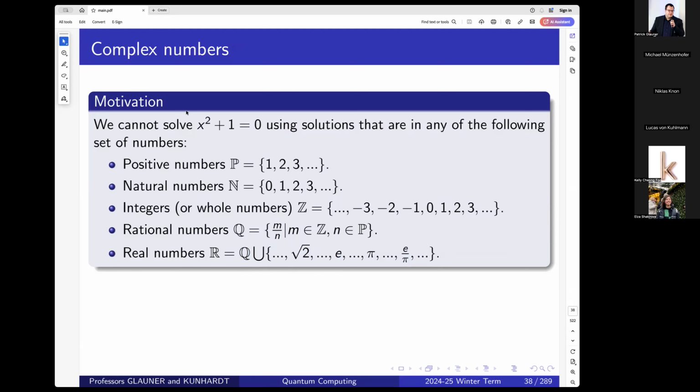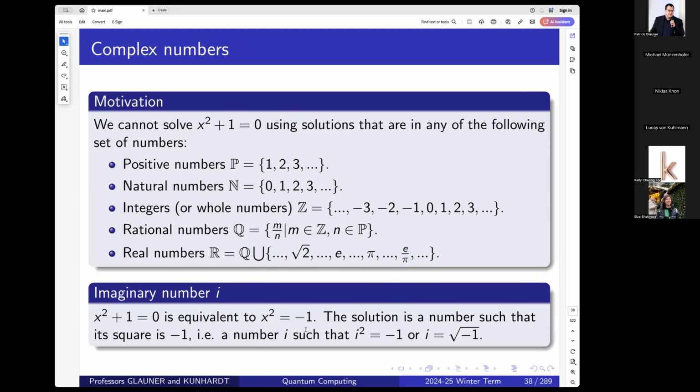But even the set of real numbers is not enough to solve this equation here, because if we say we have x squared plus 1 and we subtract 1, then we would have x squared is minus 1, but I cannot take the square root of a negative number. And we still want to be able to solve something like this. So we can introduce the complex numbers.